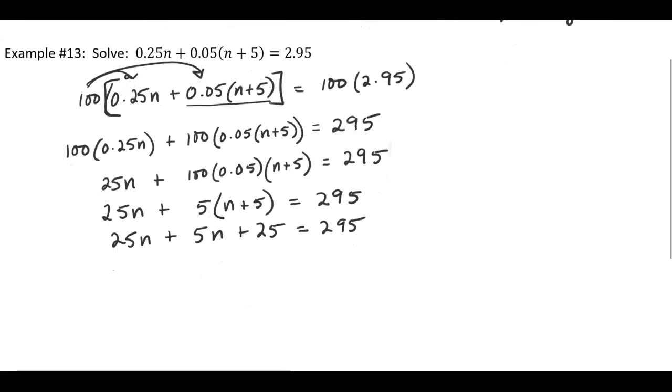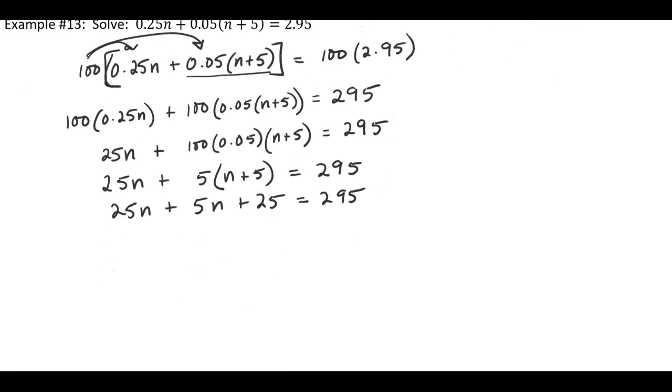And let's see. Okay, 25n and 5n is going to be 30n plus 25 equals 295. So this is a good example where we started out with something, but in the end, we got ax plus b equals c, right? That standard form for a linear equation. So we had to do some simplifying, clear the decimals, distribute, things like that.